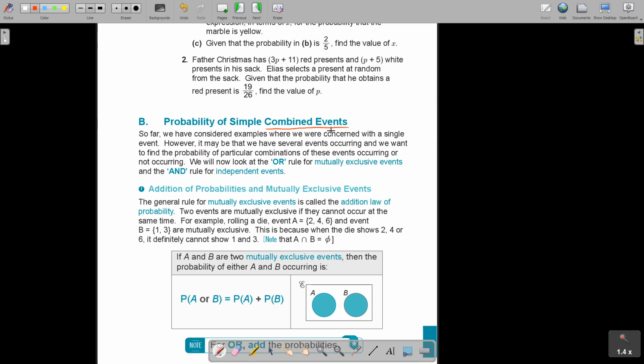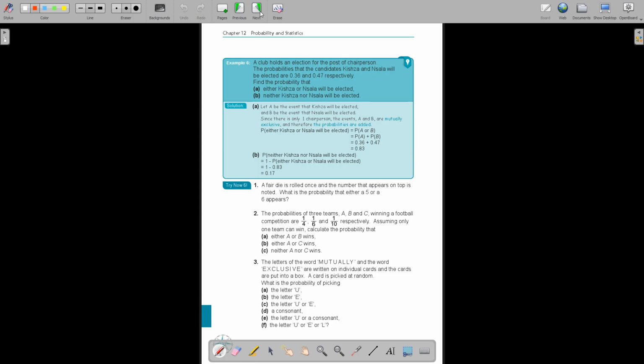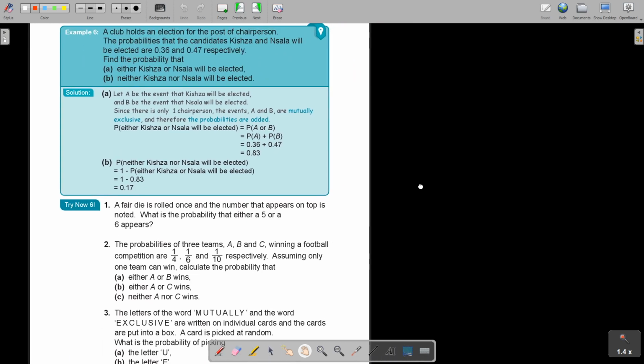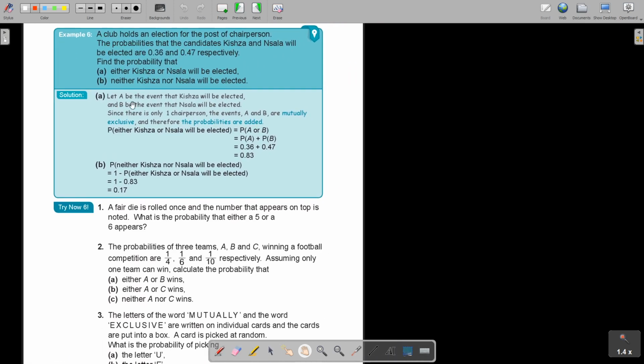Okay, so if there are 2 events, and I just want to use this, if you see the word or, it usually means you must add. Okay, let's go on. I'll show you this example now. If the 2 events have nothing to do with each other. So if a club holds an election for the post of chairperson, the probability that the candidates Kisha and Nashala will be elected is 0.3 and 0.47. Find the probability that either Kisha or Nashala will be elected. They have nothing to do with each other, so I will just add them up.